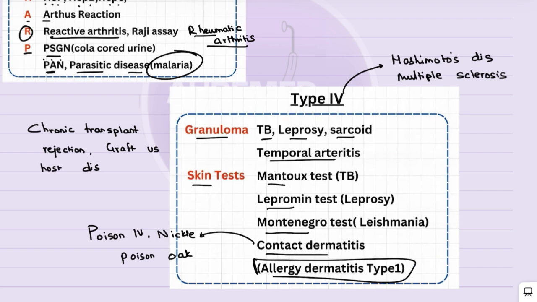Remember, allergic dermatitis was type 1. Contact dermatitis includes poison ivy, nickel, and poison oak. So sometimes these metals touch your skin and then you will have this reaction, which is delayed obviously. There is chronic transplant reaction and graft versus host disease, which also takes a lot of time. That's why the chronic one comes in type 4. And Hashimoto's disease and multiple sclerosis.